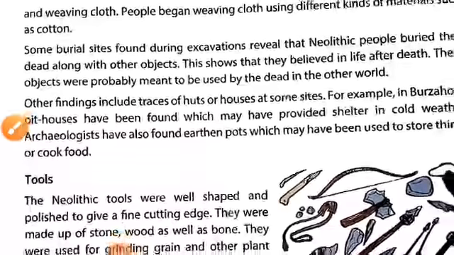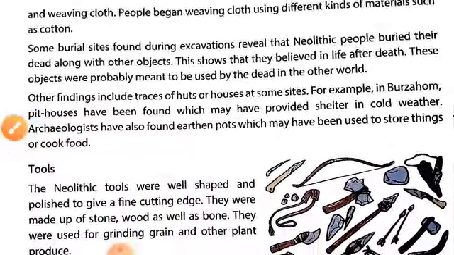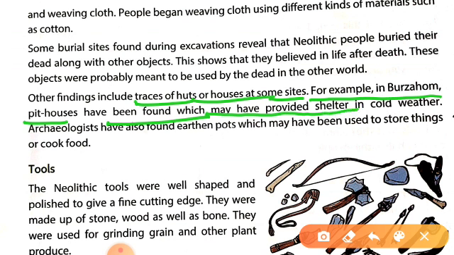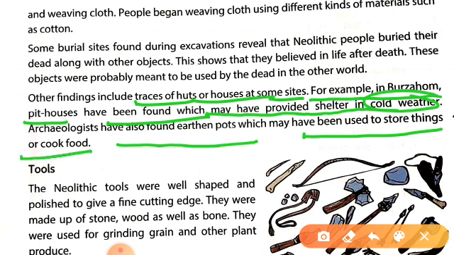Other findings include traces of huts or houses at some sites. For example, in Burzahom, pit houses have been found which may have provided shelter from cold weather. Archaeologists have also found earthen pots which may have been used to store things or cook food. So we have many examples of houses, pots for storing food, examples of cooking food, burial sites, and also the beliefs of common people.